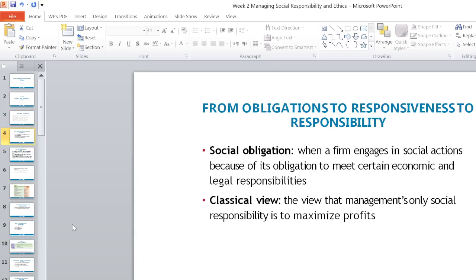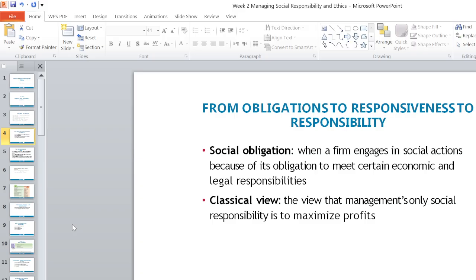So, first of all, what is social obligation? First, we'll be talking about the obligation and then how we transformed from obligation to responsiveness and into responsibility. Social obligation is when a firm engages in social actions because of its obligation to meet certain economic and legal responsibilities. When we say it's an obligation, it's a must for a firm, an entity, or an organization to engage in these social actions. It's a must based on rules, regulations, sometimes a country's law that obliges the organization to do social activities.